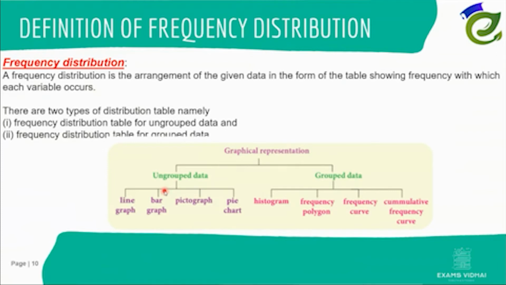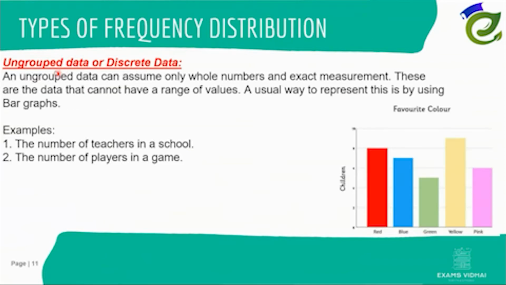Examples of how ungrouped data can be represented are line graph, bar graph, pictograph, and pie chart. Grouped data can be represented through a histogram, frequency polygon, frequency curve, or cumulative frequency curve. For ungrouped data or discrete data, the data can only assume whole numbers and exact measurement.